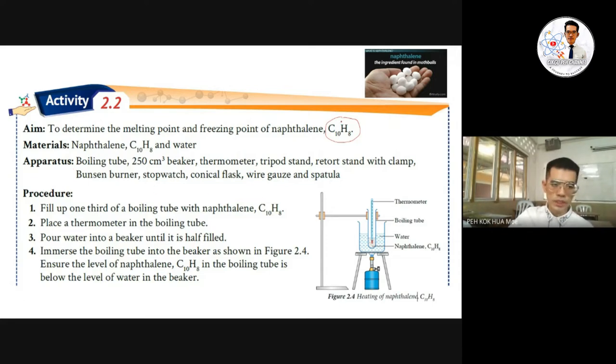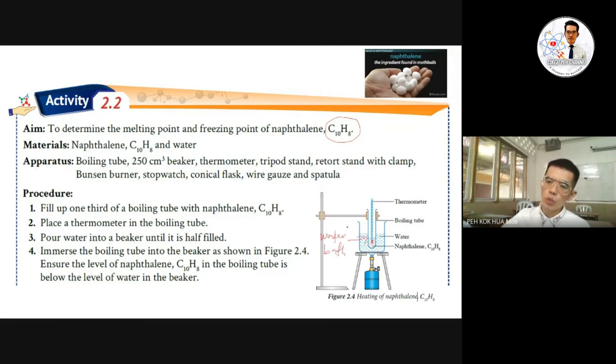So the procedure will be, first, fill up 1/3 of the boiling tube. Here you can see the boiling tube has only 1/3 filled with naphthalene. Then we have to place the thermometer in the boiling tube. Pour water into the beaker. So you can see the boiling tube is actually heated in a water bath. This is called a water bath.